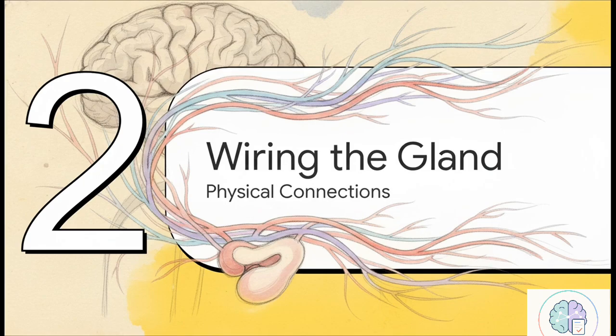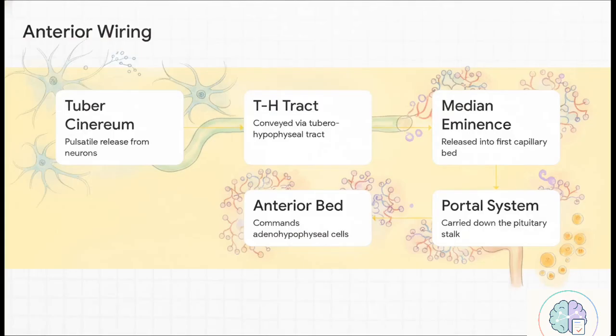Section 2. Wiring the master gland. Since it's built from 2 different tissues, it connects to the brain in 2 totally different ways. Let's talk about the anterior portal circulation, which is honestly an incredible microscopic relay race. It's actually one of only 2 portal systems in the entire human body, the other one being your liver.